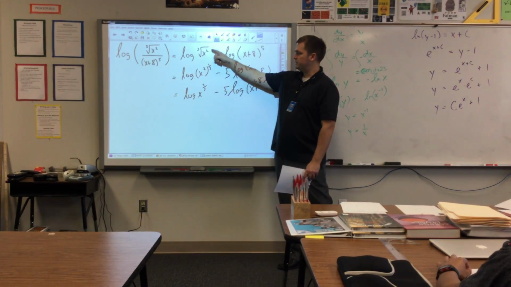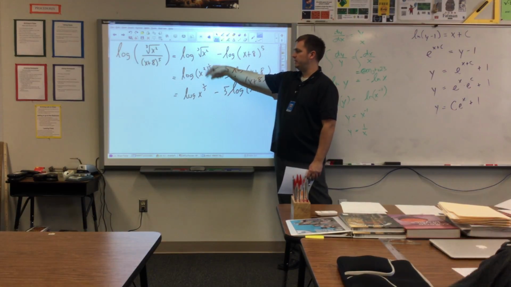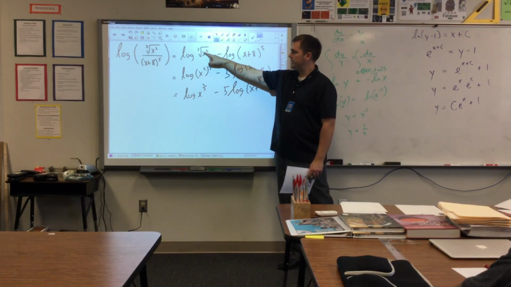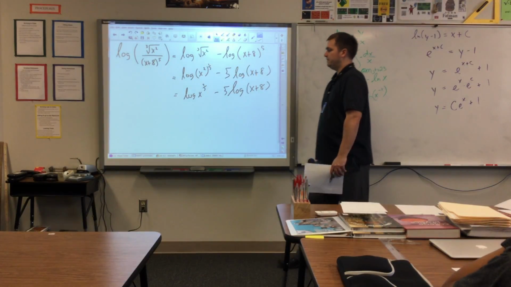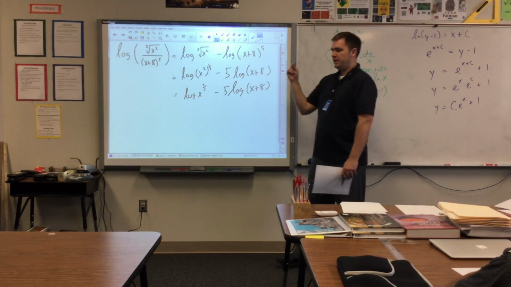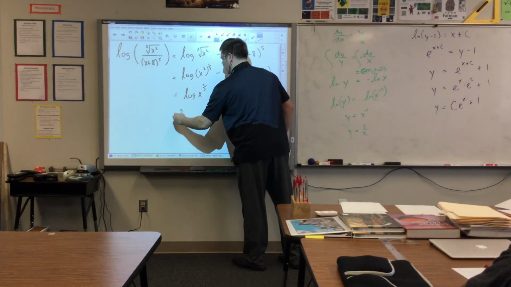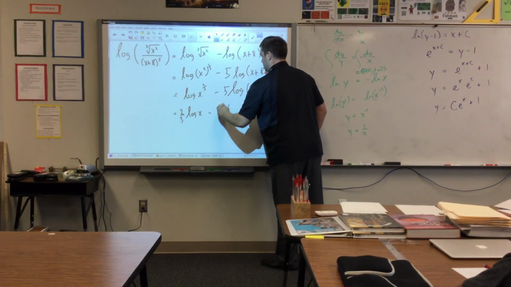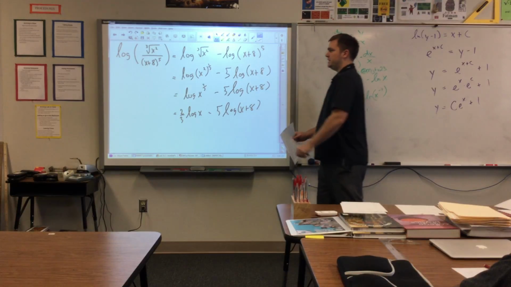The shortcut is, some of you may remember this from Algebra 2, you can go straight from the cube root of x squared, boom, right here to x to the 2/3, where whatever is in the numerator here, that's the numerator, and then this is the denominator. Okay? And then through the power property, 2/3 log x minus 5 log of x plus 8.